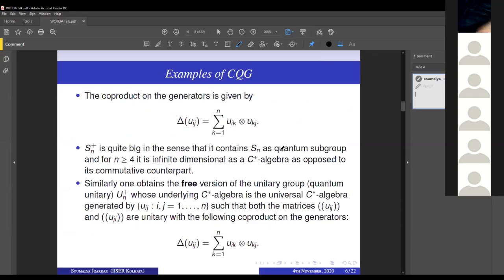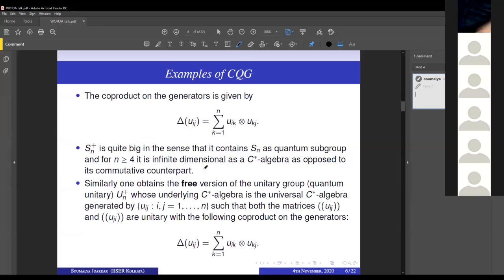And what is very interesting is that this Sn plus is quite big in the sense that for n greater than or equal to 4, this is actually infinite dimensional as a C*-algebra. And if you take the classical C(Sn) as a C*-algebra, whatever n you take, this is finite dimensional as a C*-algebra, right? So this is quite different as a C*-algebra from its classical counterpart, let's say.